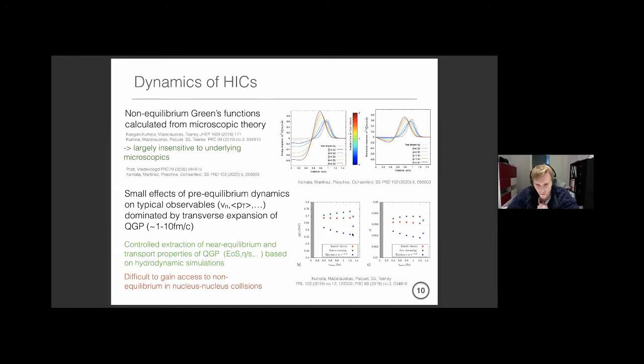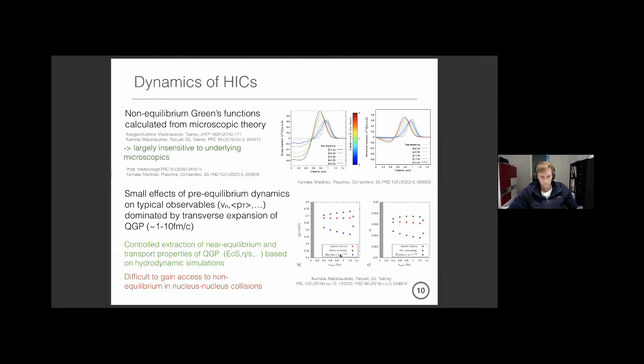You can also do free streaming, okay? And you do see that there's a smallish effect on the observables depending on what you do within the pre-equilibrium stage. However, this is really not that large. So even if you do nothing, you ignore pre-flow completely, say for instance, then you would still end up with rather similar results, say for instance for V2 or also the mean PT that you have here.